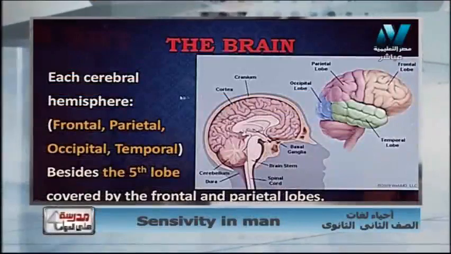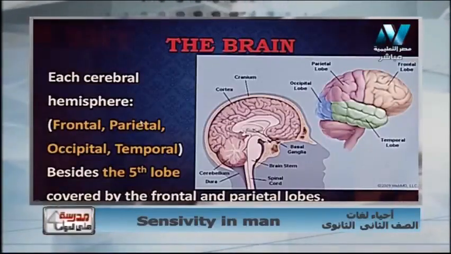As we may know, the right hemisphere controls all the activities in the left side of the body, and the left hemisphere controls all the right parts of the body, and they work in harmony to control all the activities, as we said. Each cerebral hemisphere is composed of many lobes.